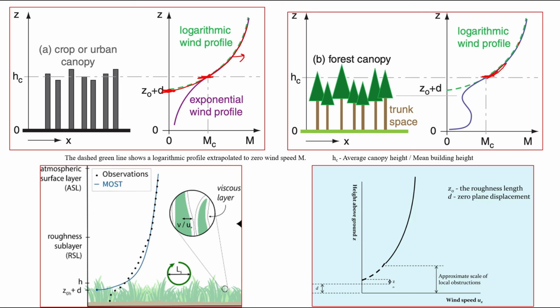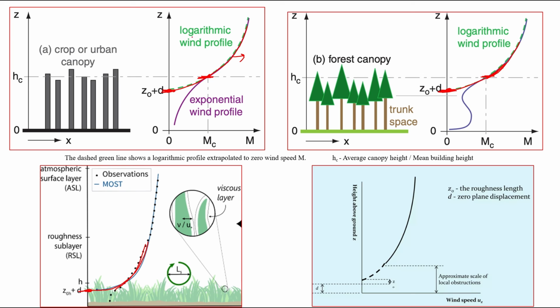So theoretically we draw the logarithmic wind profile and extrapolate to the zero velocity point, and that height is the roughness length. Similarly here for the grass, this is the velocity profile. You draw the logarithmic velocity profile theoretically and it will give you the zero velocity point, that is the Z0 roughness length.